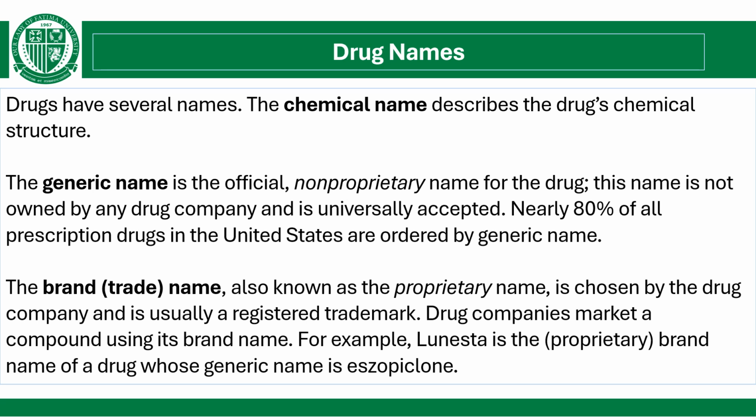Just a little review. Remember the drug names. Drugs have several names. The chemical names describe the drug's chemical structure. Again, for example, potassium chloride or magnesium sulfate. They are named as so. Another one would be the generic name, the official name of a medication. It is also known as the non-proprietary name for the drug.